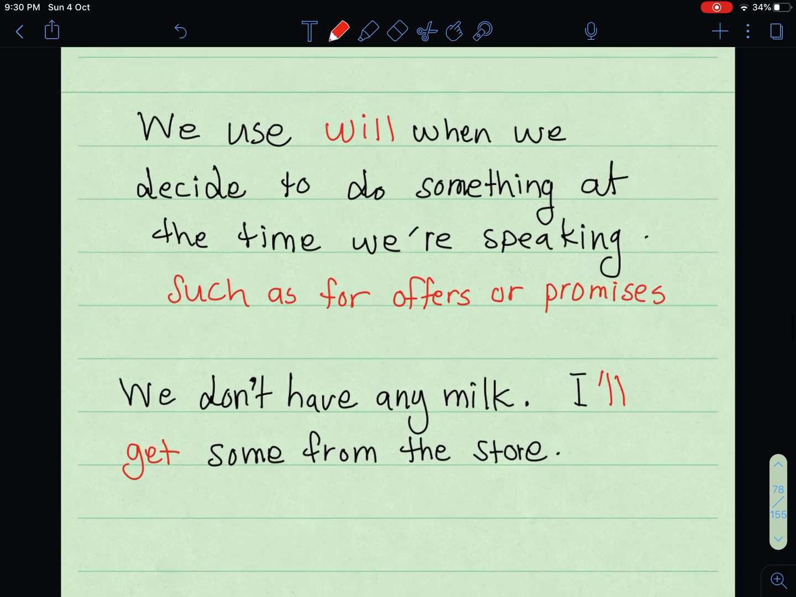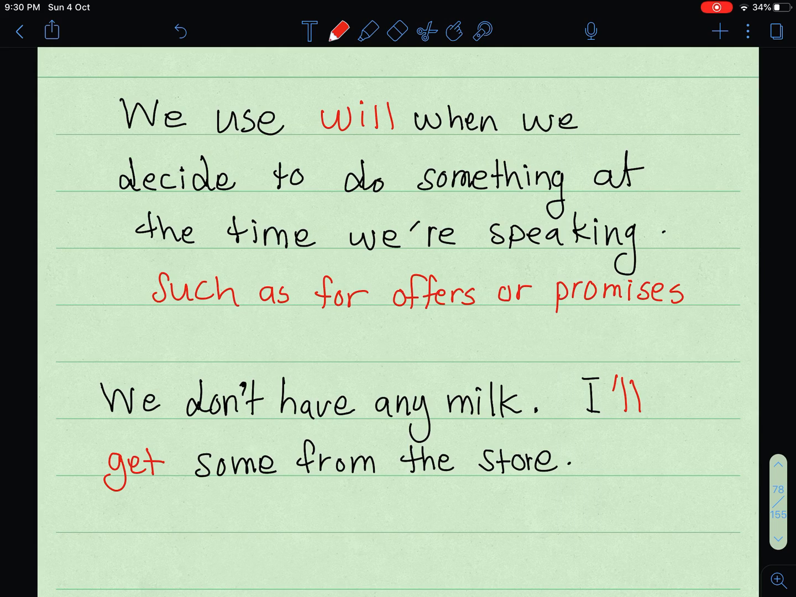Now let's move on. Right now you've realized that we use the future either with will or be going to, but do they mean the same thing? Actually, no. Let's see. They don't mean the same thing. We usually use will when we decide to do something at the same time we are speaking. Meaning, let me clarify. If I decide to do something at that very moment, I use will, such as for offers or promises. For example, I offer to do something or I make a promise.